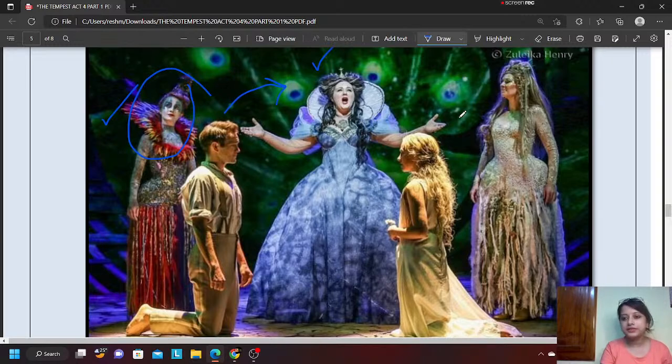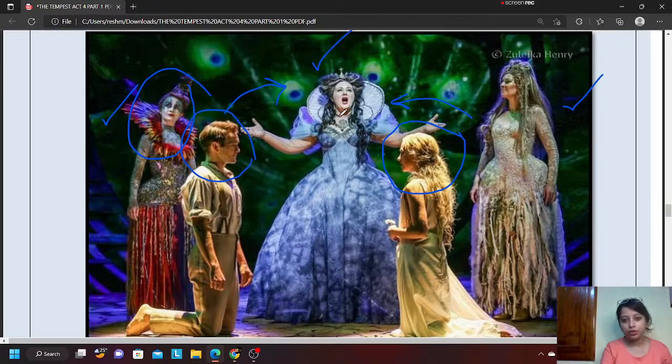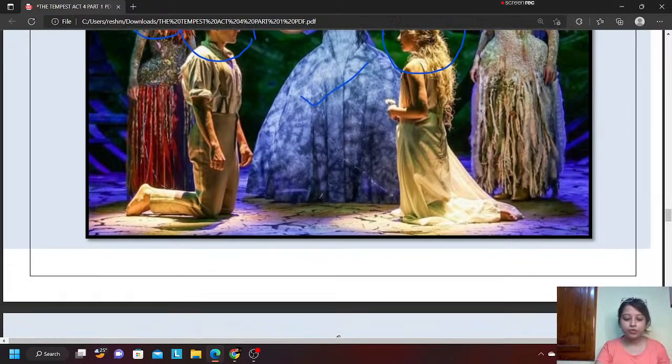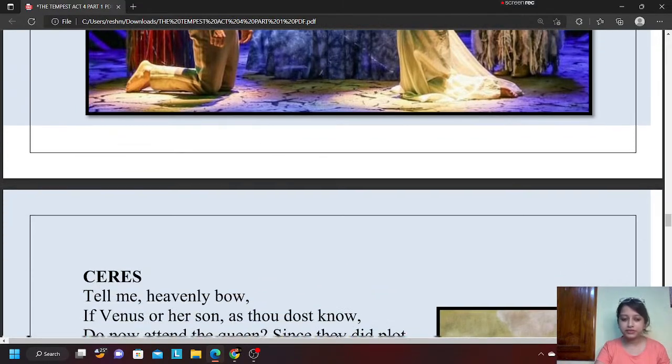And on the other side we have Ceres, who has also come, being invited by Juno. And the two standing in the middle are Miranda, and of course this is Ferdinand. All these three have come to welcome these two, celebrate their love story and bless them a happy life. This much is clear. A little bit more till page 67. Let us finish.